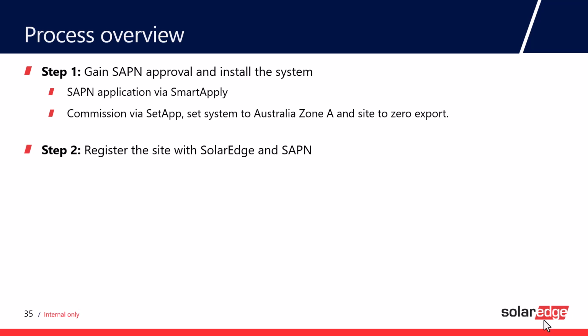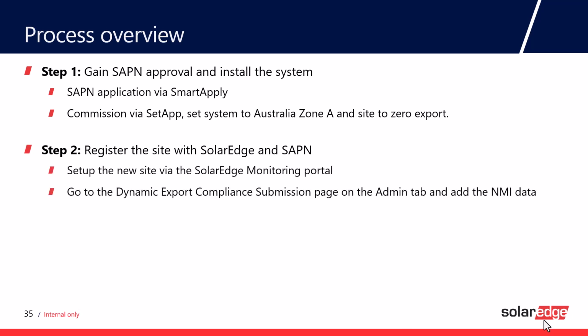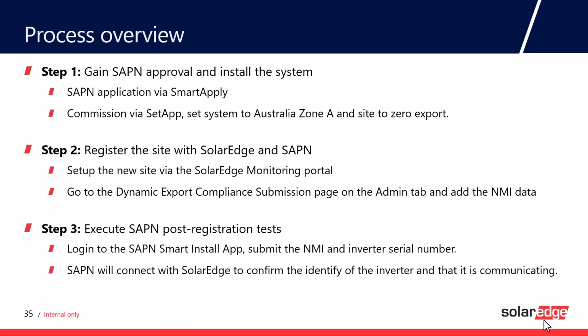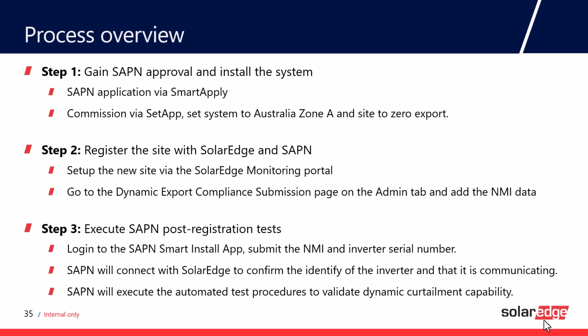Step 2, you need to register the site with SolarEdge and SAPN, which is done via the SolarEdge monitoring portal. Go to the Dynamic Exports Compliance Submission page on the Admin tab and add the NIMI number. Then step 3, execute a SAPN post-registration test. Log into the SAPN Smart Install app, submit the NIMI number and the inverter serial number. SAPN will then connect with SolarEdge to confirm the identity of the inverter and that it's communicating. They will then execute the automated test procedure to validate the dynamic curtailment capability.